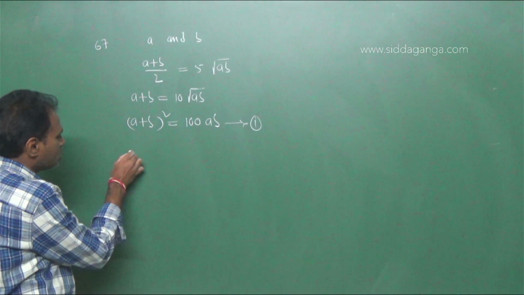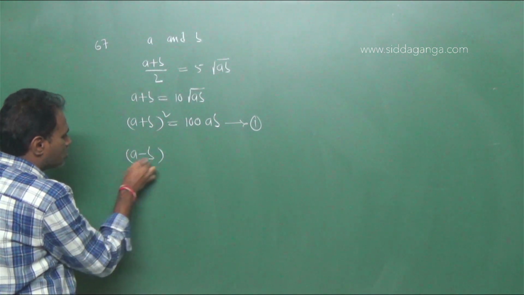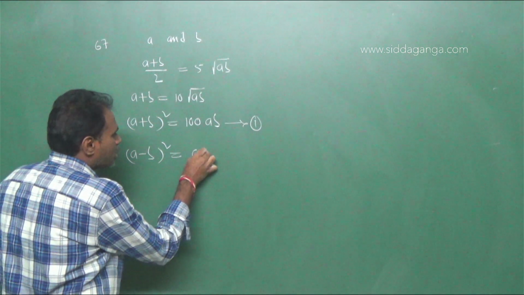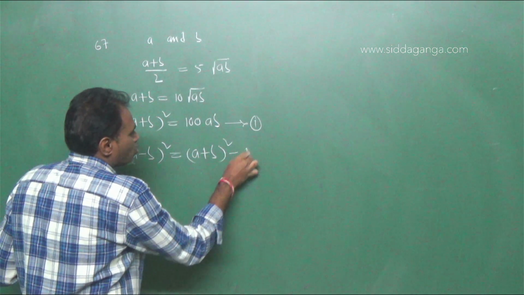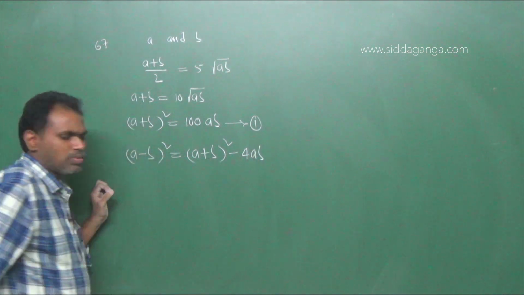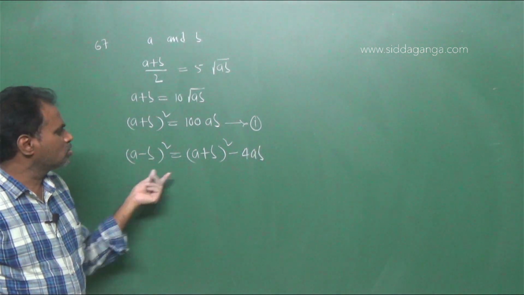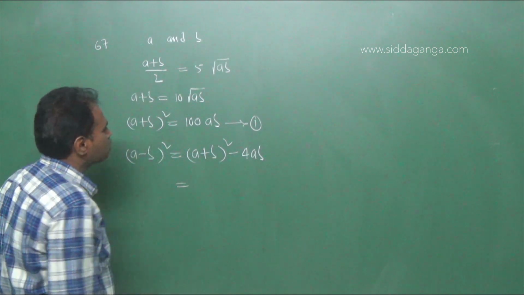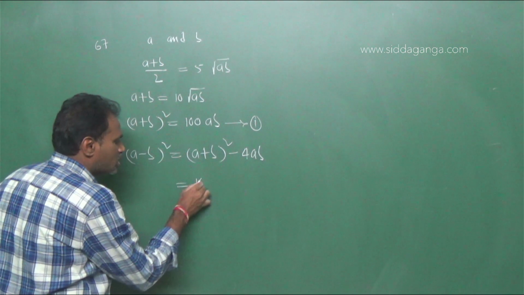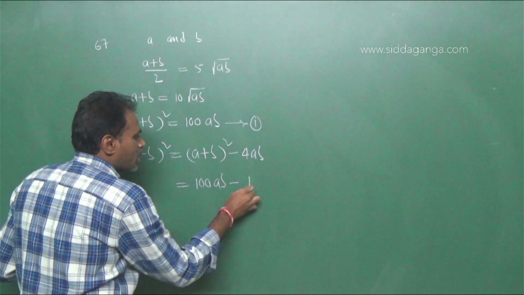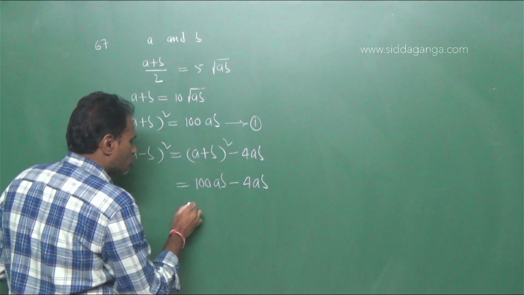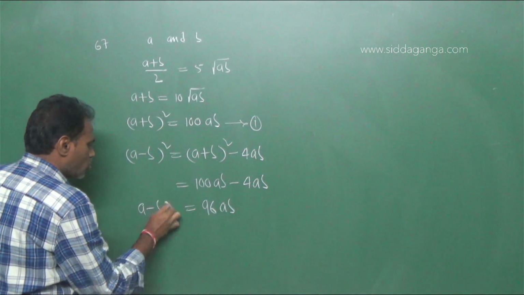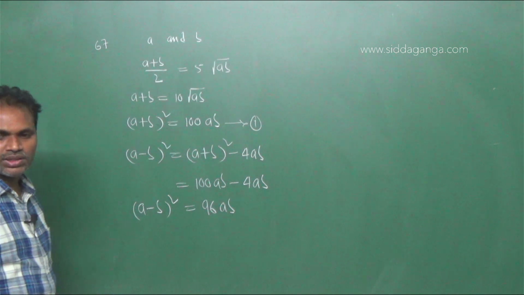Now I am finding (a minus b) whole square. We know the formula: (a minus b) whole square equals (a plus b) whole square minus 4ab. The (a plus b) whole square value is 100 ab, minus 4ab, that is equal to 96 ab. Therefore (a minus b) whole square equals 96 ab.